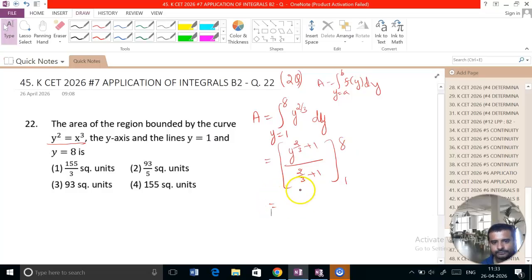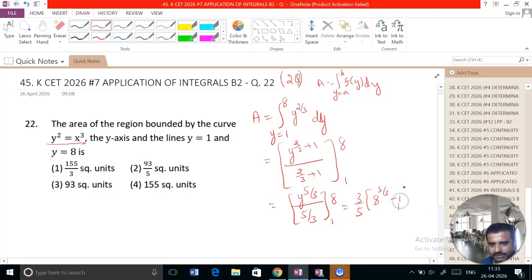So it becomes y to the power of, what is 2 by 3 plus 1? It is 5 by 3, divided by 5 by 3, from the limits 1 to 8. When you take the constant outside, it becomes 3 by 5, because the denominator becomes the numerator. When you apply the upper limit, it becomes 8 to the power of 5 by 3 minus 1. So it will be 3 by 5.